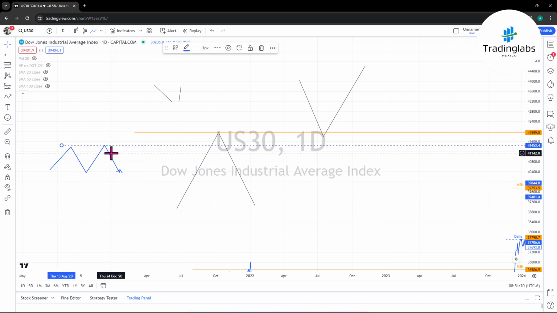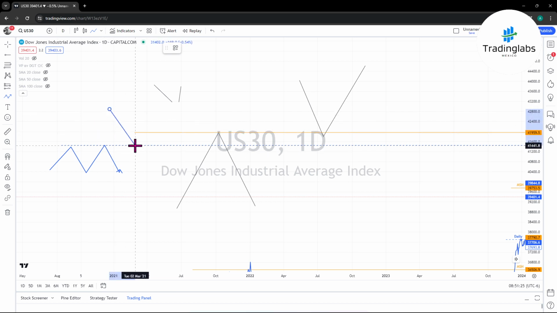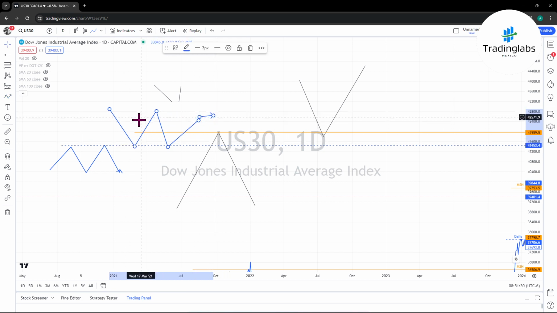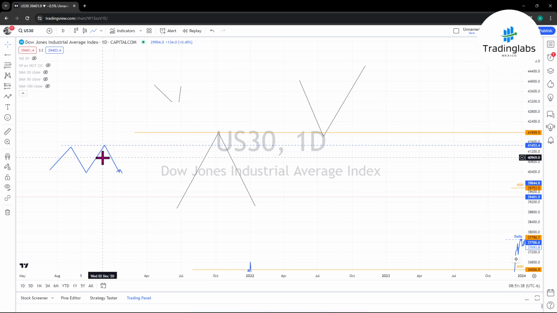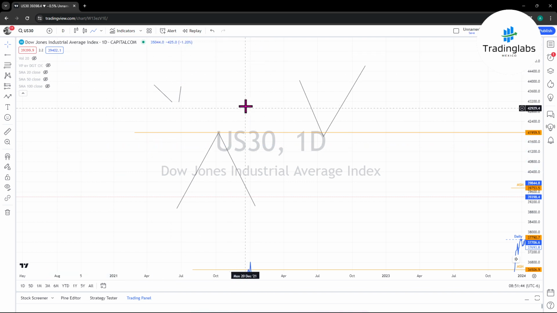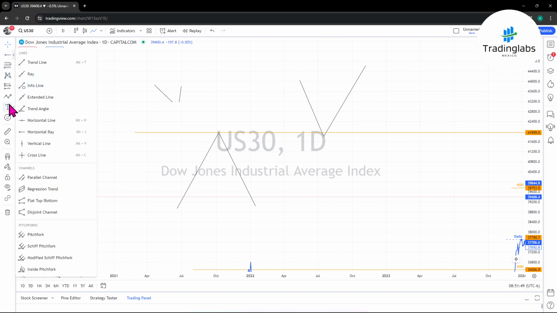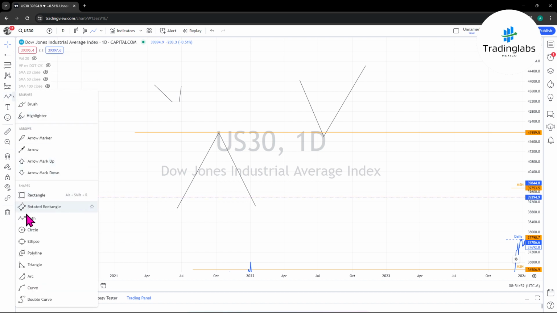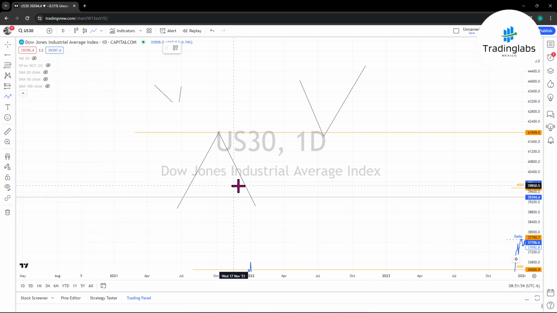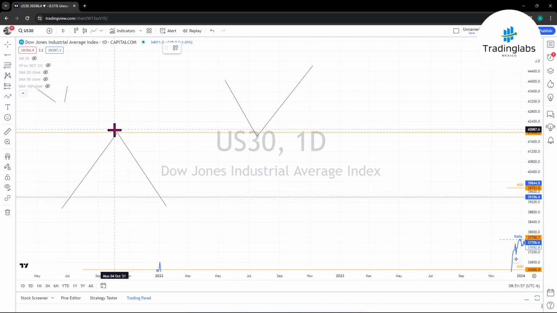For example, this is not a resistance. Why? Because in order to make a resistance, it has to have another confirmation right over here. Do you understand me? The double top, right? No, it's not a double top. We are making a simple rule: in order to be a resistance or support, it should be this one, like this and like this.